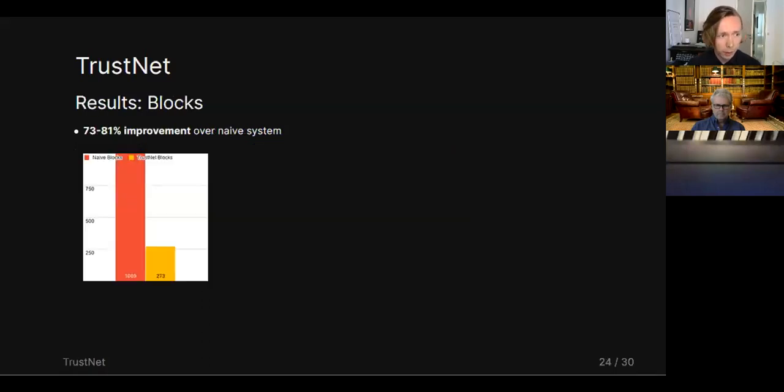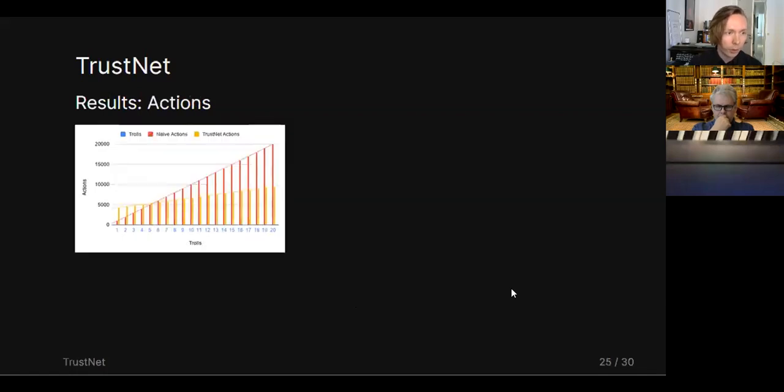And we can see the results here. Lower is better. The yellow is TrustNet and the red here is the naive system. We can see that TrustNet has a 73% improvement over the naive system, which means that to accomplish this task of blocking the one troll or malicious participant, we required 73% fewer blocks.